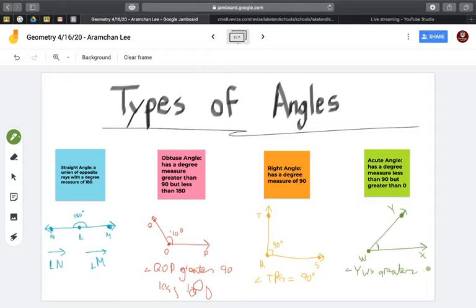Greater than 0 and less than 90. So an example of an acute angle could be the angle 45 degrees.